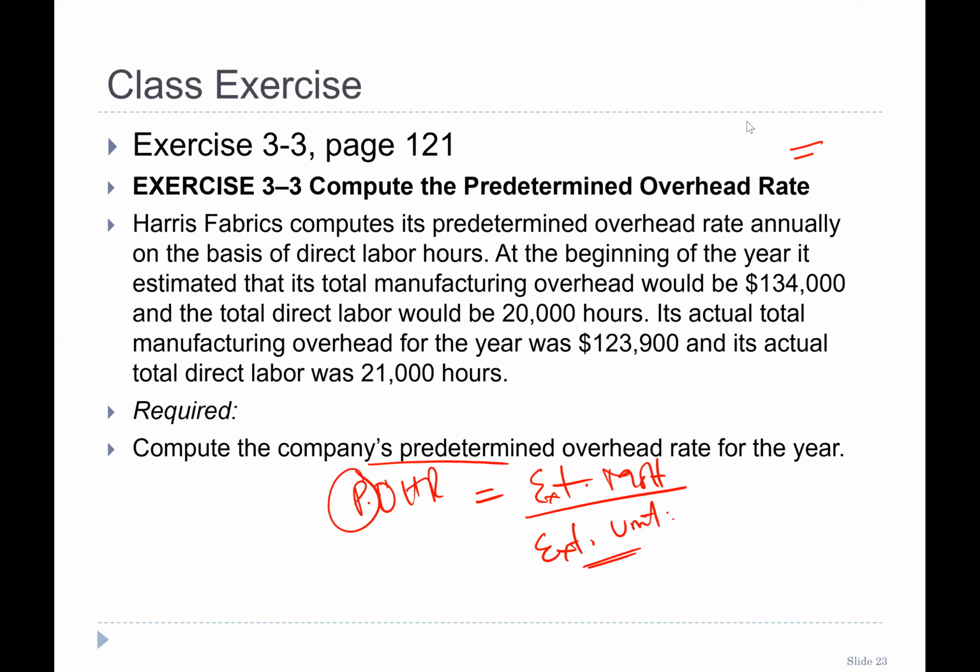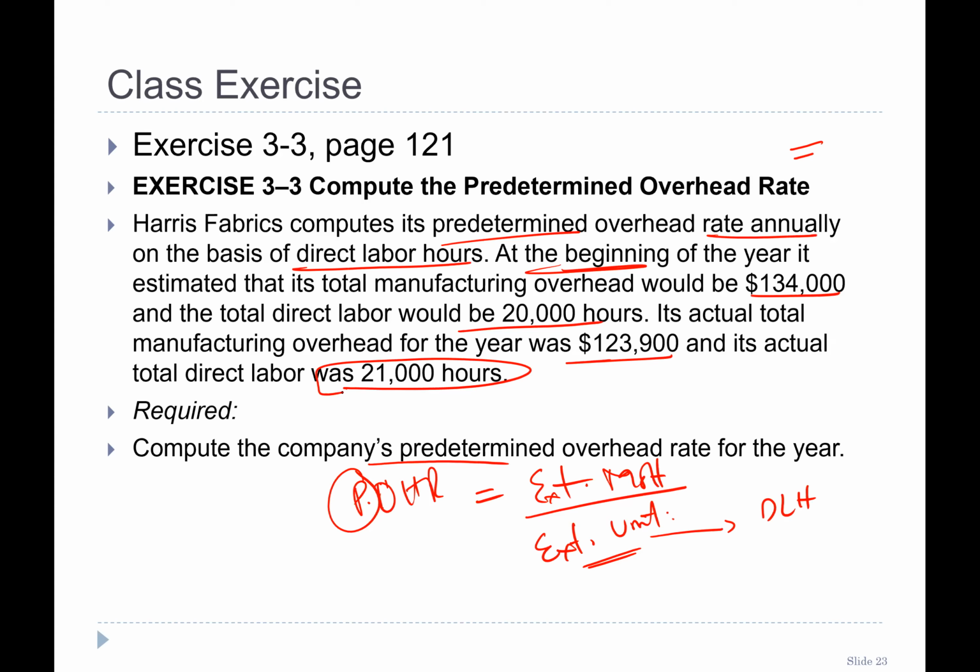Here we go. I'm just reading the question. Harris Fabrics computes its predetermined overhead rate annually on the basis of direct labor hours. So you find out that this base is direct labor hours, right? They have already given you that. At the beginning of the year, it estimated that the total manufacturing overhead would be 134,000 and the total direct labor would be 20,000 hours, right?